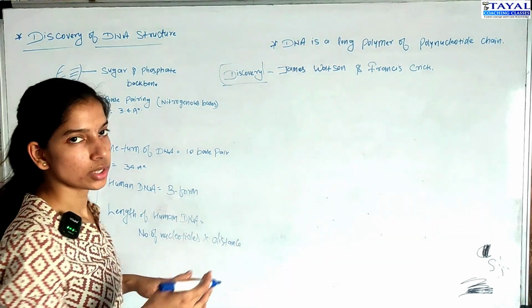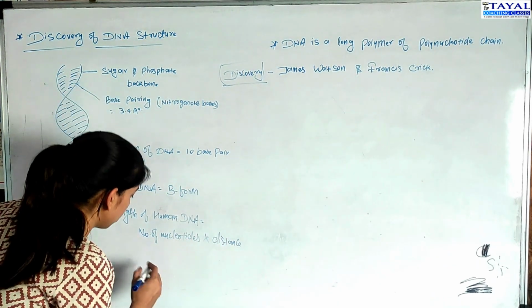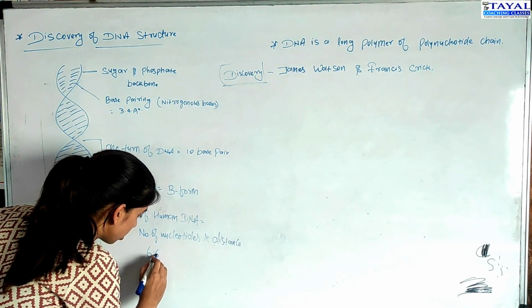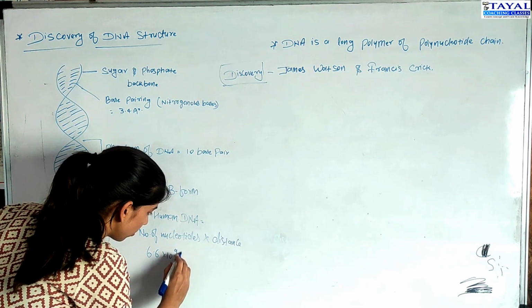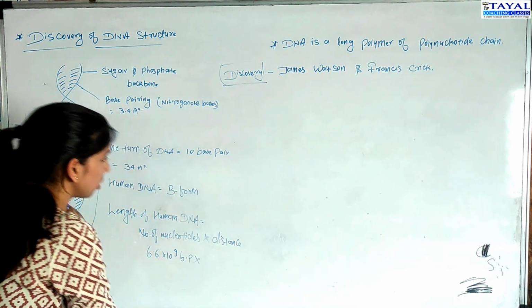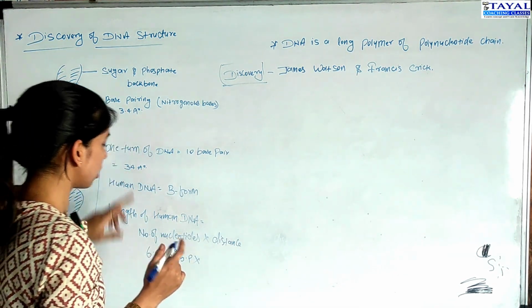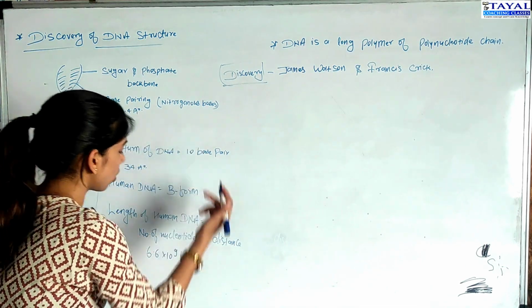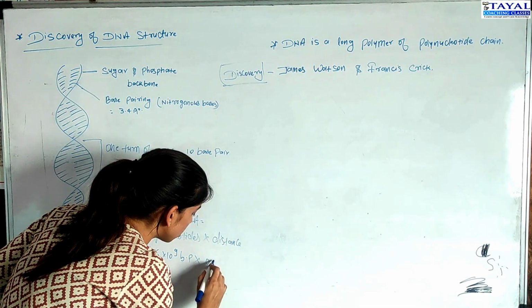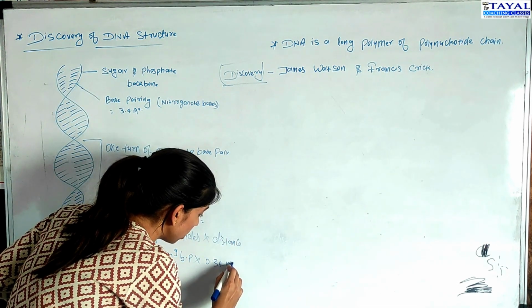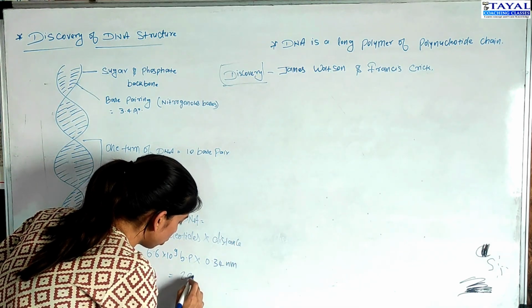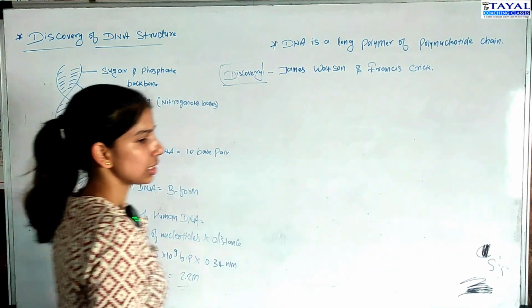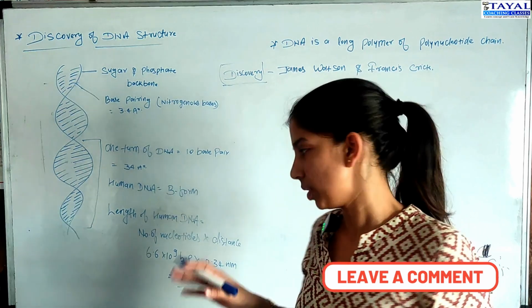In a diploid cell of the human body, there are 6.6 into 10 to the power 9 base pairs, which is multiplied by the distance between two consecutive base pairs, that is 3.4 angstrom, which can also be written as 0.34 nanometer. So this comes to approximately 2.2 meters. This is the length of a human DNA, 2.2 meters.